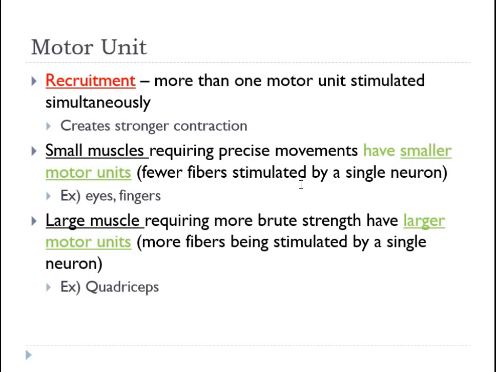But let's talk about how a motor unit can get more stimuli to increase strength. So recruitment is more than one motor unit stimulated simultaneously. One of them realized it wasn't enough, so they're going to use a couple of them at a time to pick things up. A small muscle will require precise movements, so think about your fingertips and your eyelids. Single neurons affecting single muscles. Large muscles, like triceps, biceps, and quads, are going to require more brute strength, so they're going to have larger motor units. So more fibers will get stimulated at the same time to do a single action.